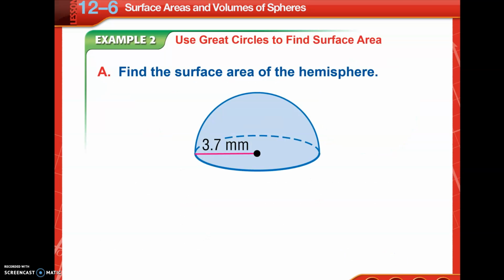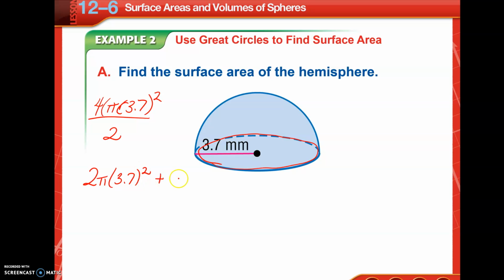So here we have a hemisphere. On a hemisphere, we're going to have half of the surface area of a sphere, but then we also have this great circle inside that would be like the bottom of that hemisphere. So the formula would be 4 pi r squared, with 3.7 squared because that's our radius, and then we divide that in half. So in a sense, you have 2 pi times 3.7 squared plus the area of the circle, which is pi r squared.